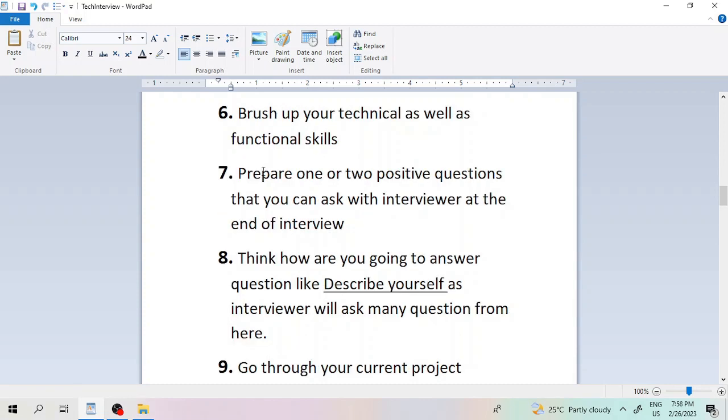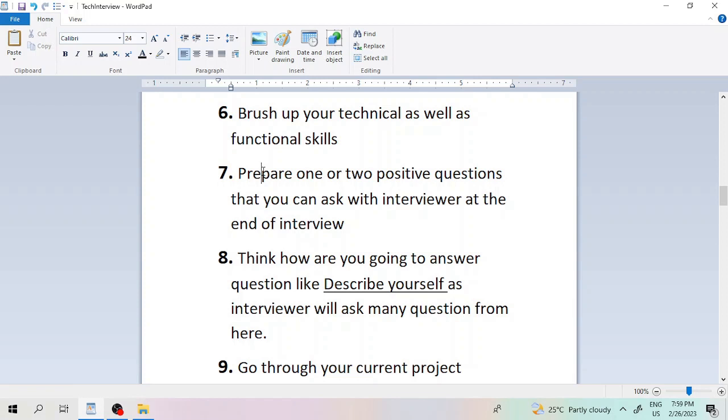While attending the interview, you might have seen that at the end of the interview, the interviewer generally tells you that if you have any question you can ask. At that time it's good if you can ask one or two questions, but those questions should be positive, and those questions should be related to the company. It should not give any negative impressions.